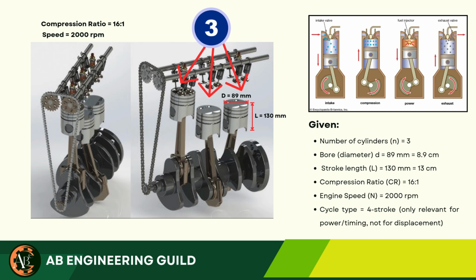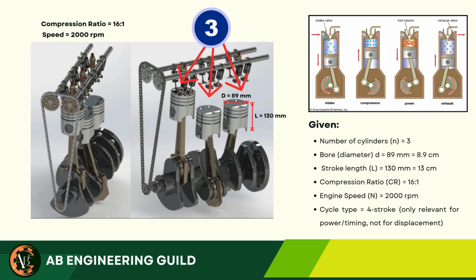So here's the key takeaway: when calculating engine displacement, we focus only on 3 things: the bore, which is the inside diameter of the cylinder, the stroke, which is the distance the piston travels, and the number of cylinders. Compression ratio, engine speed, and cycle type are important for other aspects of engine performance, but they do not change the physical volume displaced by the pistons.